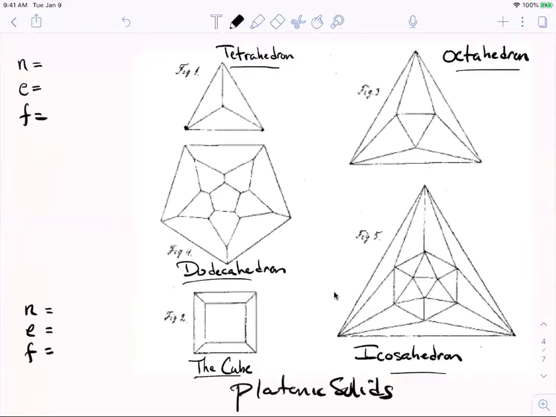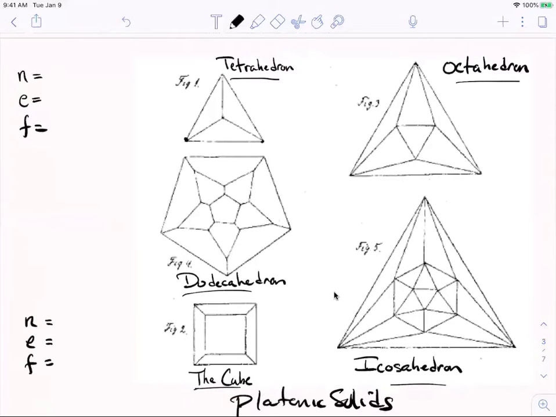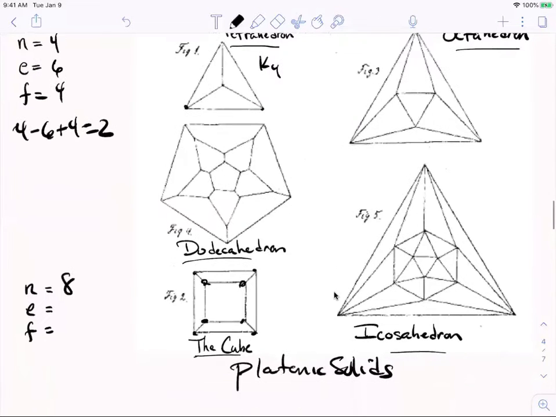And I would just like to do that same calculation. We just did the tetrahedron up here. The tetrahedron is just K4, and it was 4, 6, 4, and 4 minus 6 plus 4 was 2. Let's do the cube. The cube has 1, 2, 3, 4, 5, 6, 7, 8 vertices. It has order 8. And don't trust me, you should stop the video and count yourself, but how many edges does it have? It looks like it has 4, 8, plus 4 more, 12 edges.